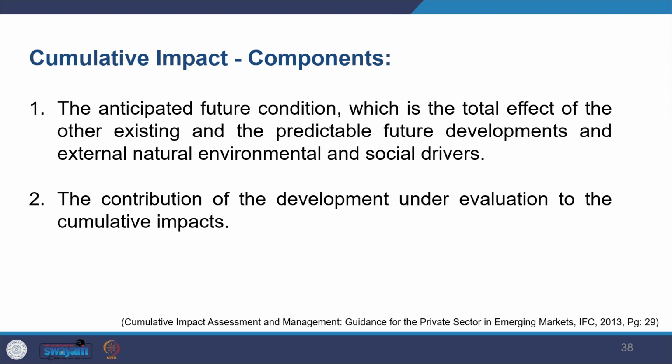Further, along similar lines, IFC tells us there are two components to cumulative impact assessments. One is about anticipated future conditions, what's really going to happen, which is the total effect of the other existing and planned developments, what is there and what is going to happen, and also the external natural environment and social drivers, just as you saw in the diagram. So that's the first component of cumulative impact assessment.